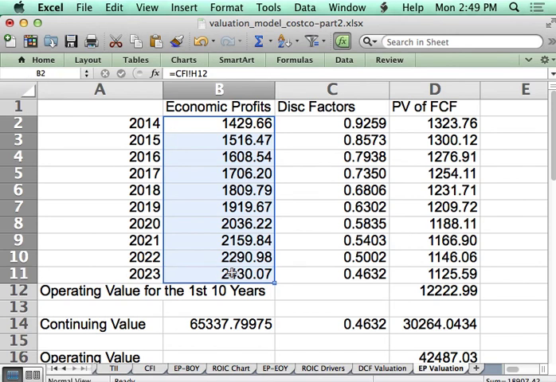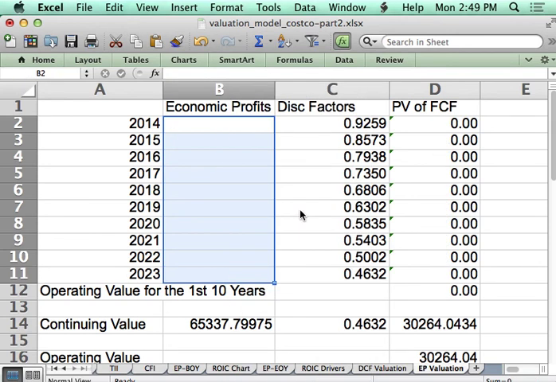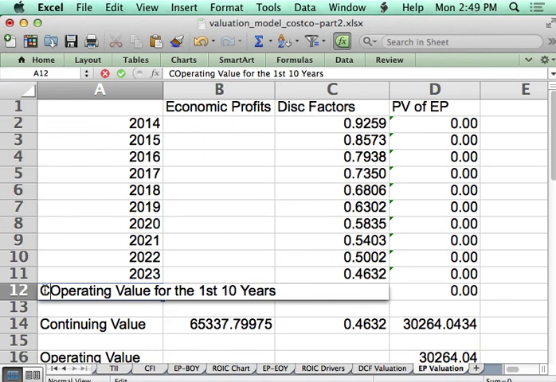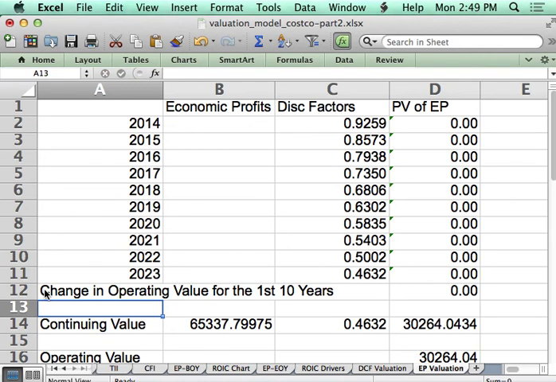So I need to clear out these references to the free cash flow. Right? And I use the same discount rate, but instead of getting a present value of the free cash flows, I get the present value of the economic profit. And when I sum these up, instead of getting the operating value for the first 10 years, what I'm actually getting is the change in operating value for the first 10 years. Because economic profit, also known as EVA, is about the one period change in value of the firm. All right, so I'm forecasting the changes in values each and every year.